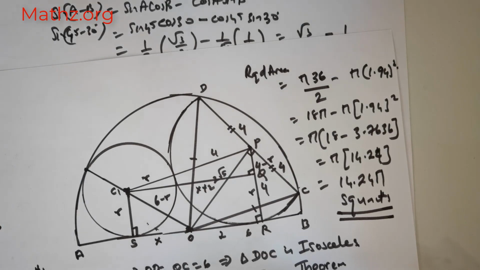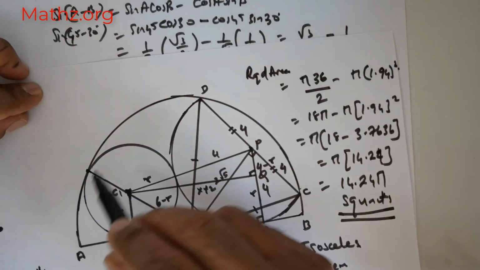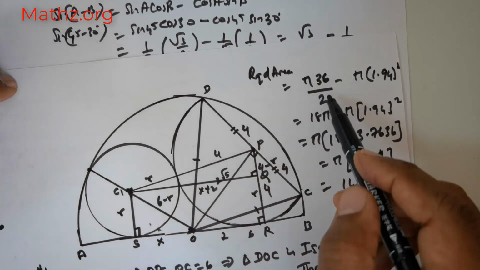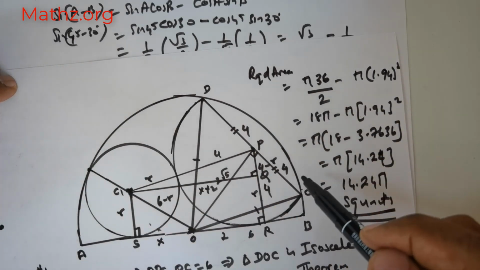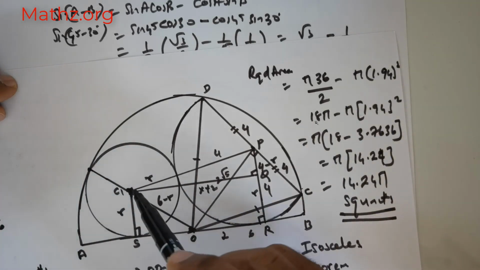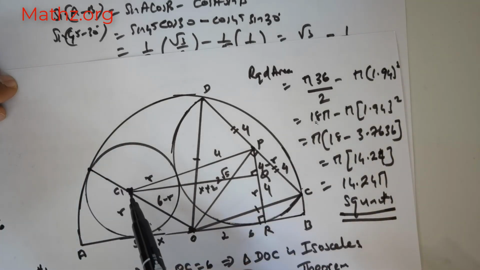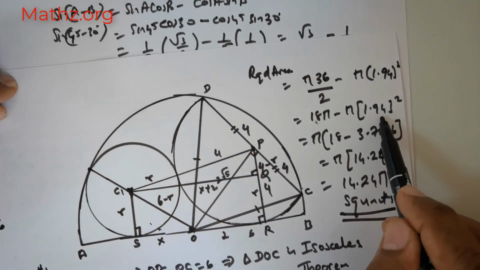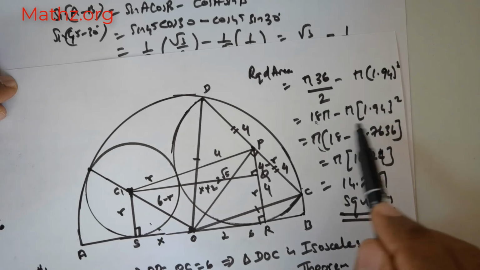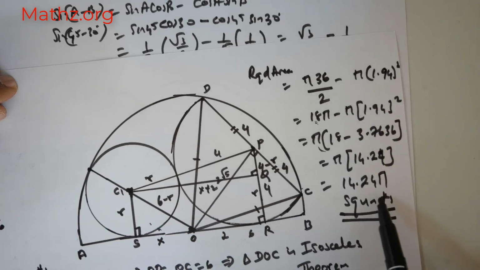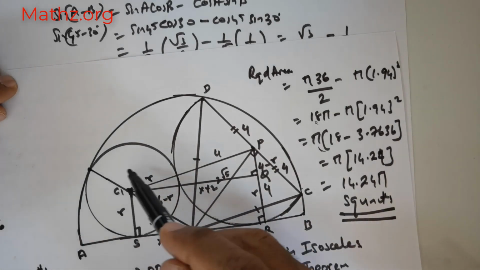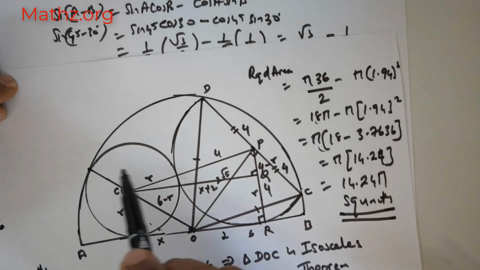So how to get the required area? Required area is nothing but the area of the entire semicircle. So pi r squared is the area of the circle, but you divide by 2 because it's a semicircle. So you get 18 pi minus the area of this circle. This is pi r squared and the radius is 1.94. So I place 1.94, I take the pi out, 18 minus the square of this, you subtract it, you get this value, and that would be the area of the region, taking away the area of the circle.